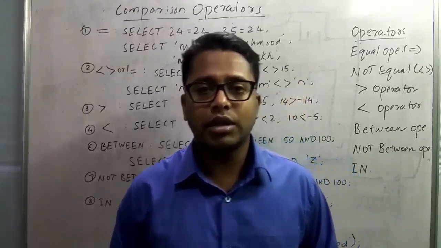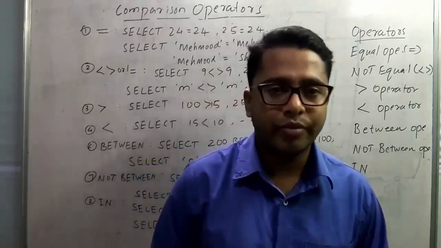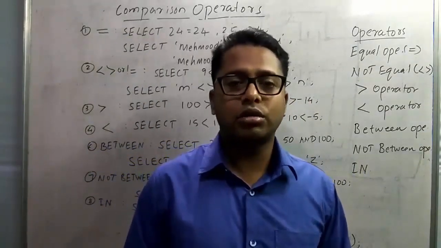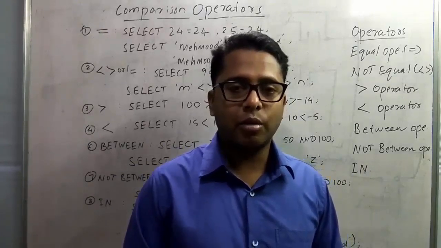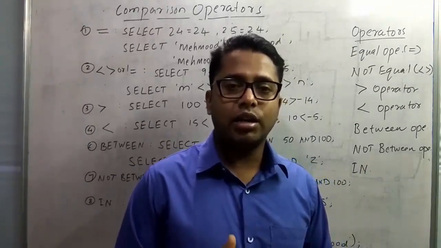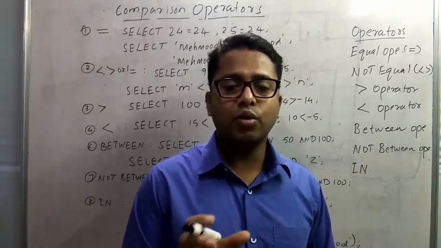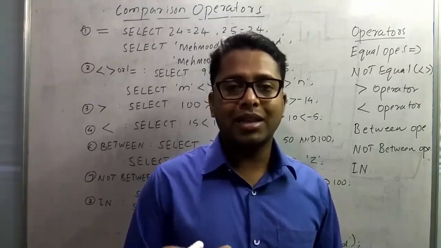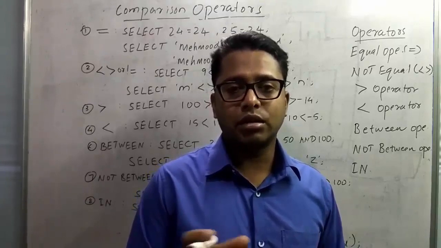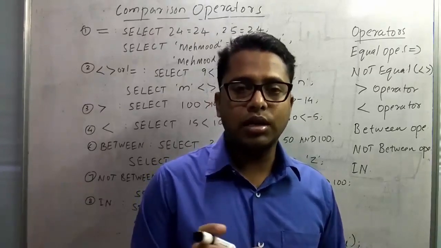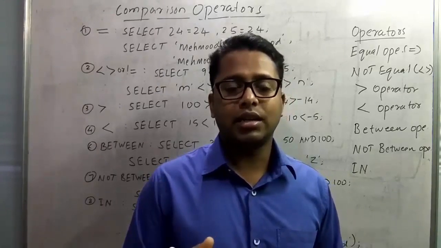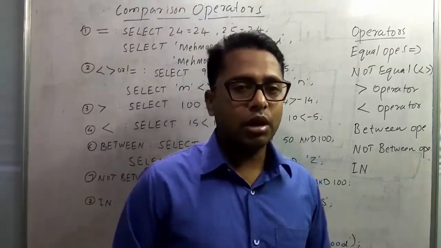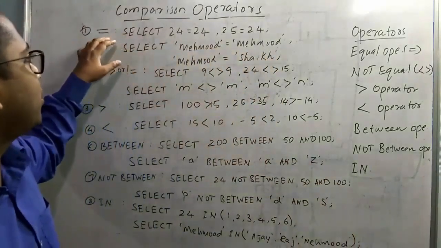Let us start our discussion with the first comparison operator, which is the equal operator. Again, these comparison operators are also used with the select clause. Each comparison operator starts with the select clause, and with the equal operator, we will compare two operands, whether two numbers, two characters, or two words. We will check whether they are equal, and based on that evaluation, MySQL returns the output.